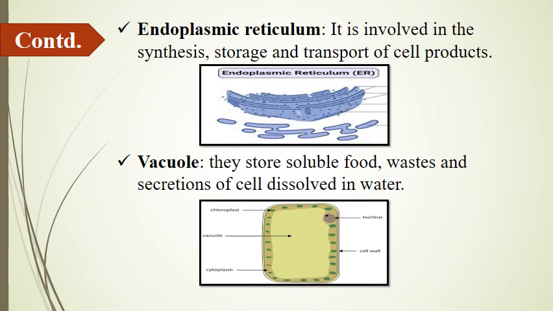Next, vacuole. Vacuoles store soluble food, waste and secretions of the cell. They have nothing in them. They just store waste, secretions and soluble food inside them.